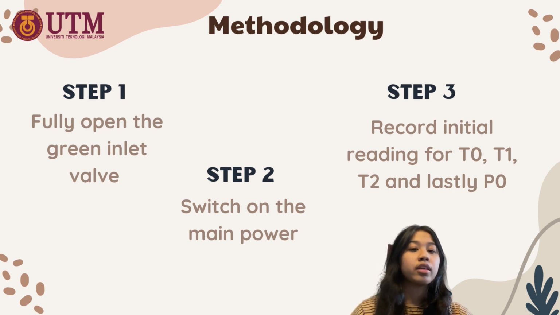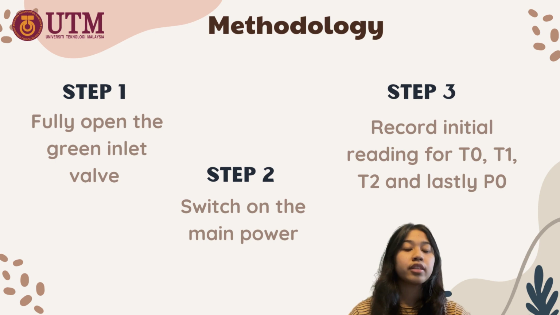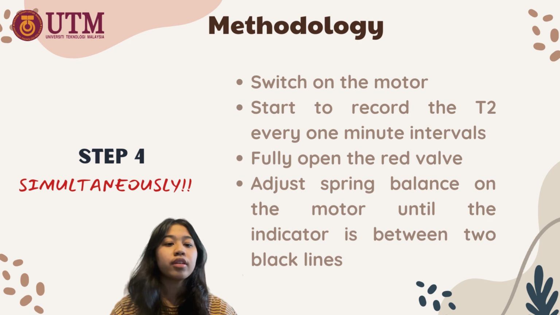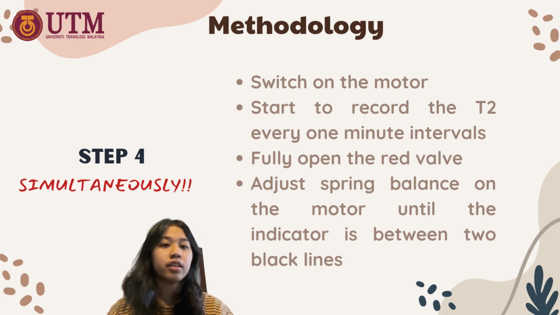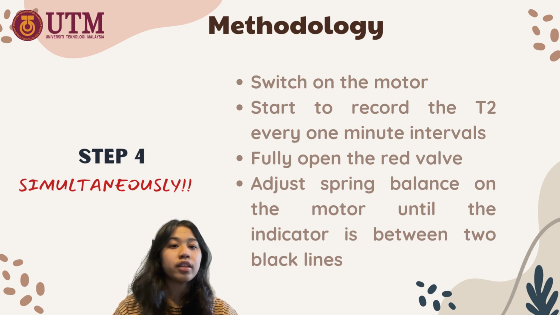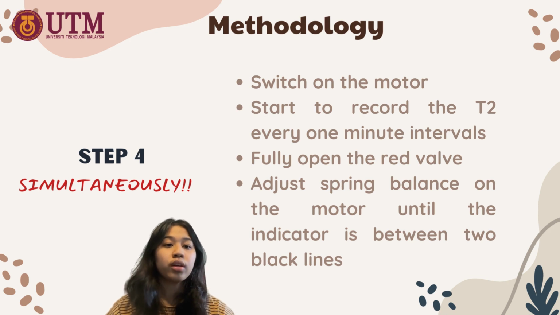Step 1 is we need to fully open the green inlet valve. Next, we switch on the main power. Step 3 is we record the initial readings for T0, T1, T2 and P0. Step 4 needs to be done simultaneously: first, we switch on the motor. Then we start recording T2 at 1 minute intervals.